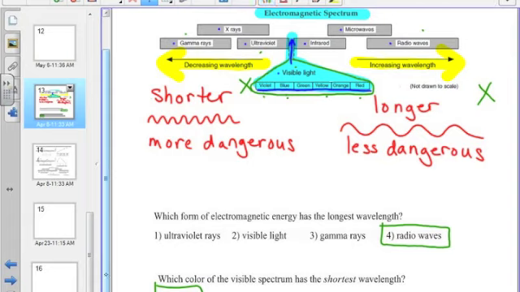So when you examine this electromagnetic spectrum, just be careful that you keep in mind the positions of the different wavelengths, and you'll be in good shape.